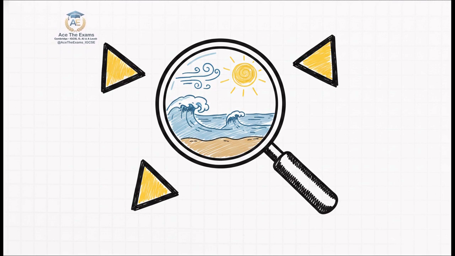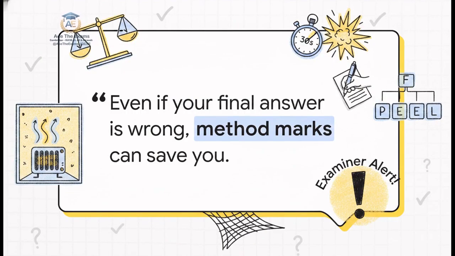It's that simple. Now, here is a crucial grade-saving insight directly from the grading floor. Students lose marks by not showing working. Even if your final answer is wrong, method marks can save you. Consider this a massive examiner alert. The method mark strategy is quite literally your best friend in the exam hall.